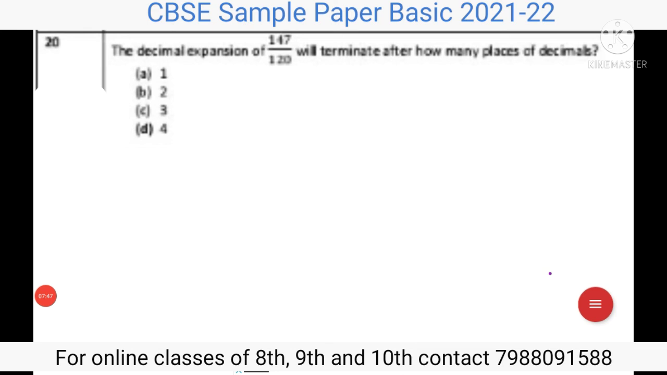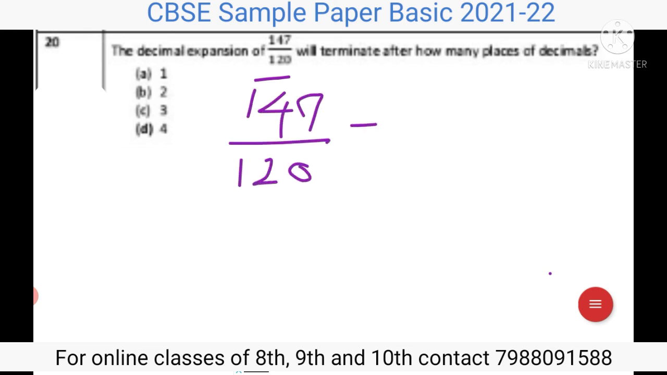In question number 20, we have to tell 147 by 120 will terminate after how many places of decimal. Now there is a small trick in this question, that this is not in lowest terms. So you might get the wrong answer if you try to do this. It contains 3 in the denominator. Otherwise, if we see it as it is, we find that it is non-terminating. But let us first bring this to lowest terms. If I divide numerator and denominator by 3, I get 49 by 40.